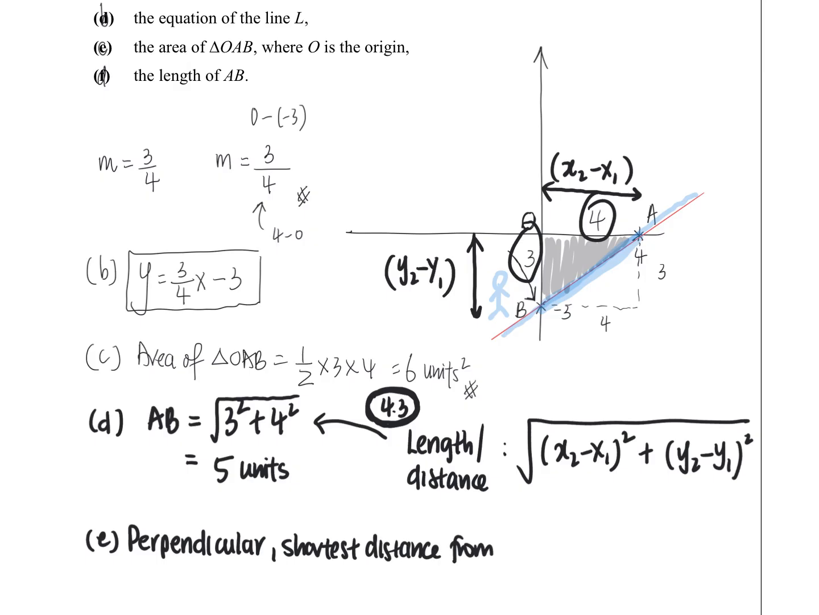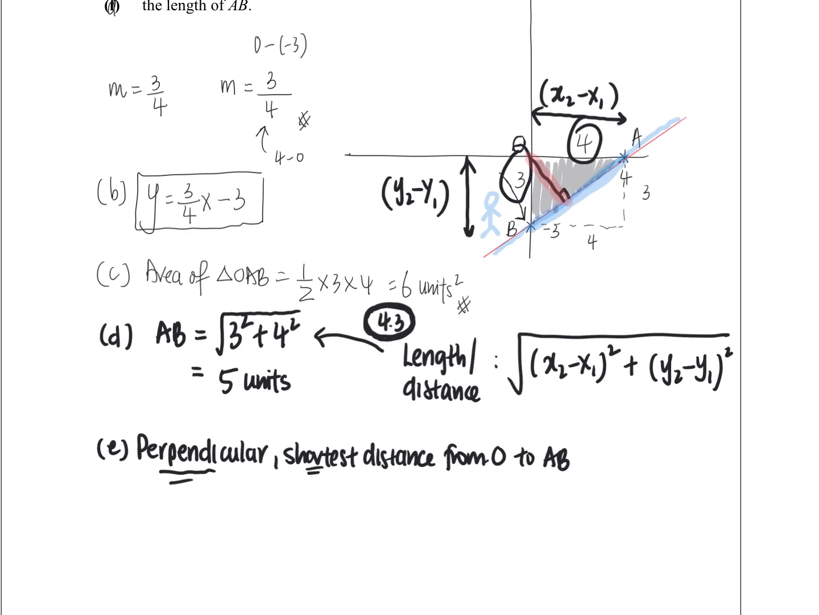Okay, from O to the line AB. So when you see the word perpendicular or shortest distance, they are referring to this red line here. So if the question says, can you find the shortest distance from O to AB for me? Then you need to use area of triangle to help you.